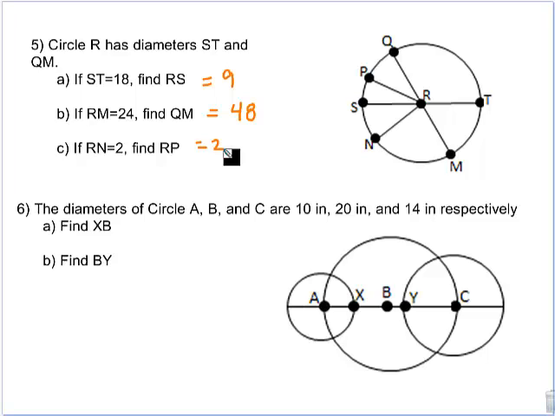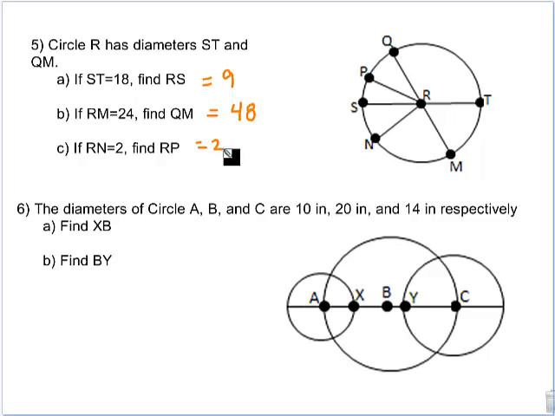All right, so this next one, we've got this diagram. We have circle A, circle B, and circle C. The diameters are 10 inches, 20 inches, and 14 inches respectively. What does it mean in the directions if it says respectively? It means 10 inches goes with circle A, 20 inches goes with circle B, and 14 inches goes with circle C. So they're listed in order. So we need to find XB and BY.